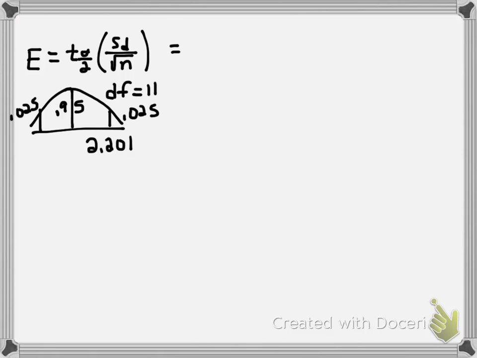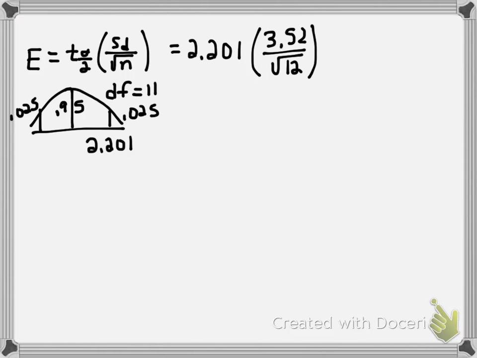Now we can substitute that number into the margin of error formula, so we have 2.201 times the standard deviation of the differences we found back in Part A, that was 3.52, divided by the square root of the sample size, which is 12.